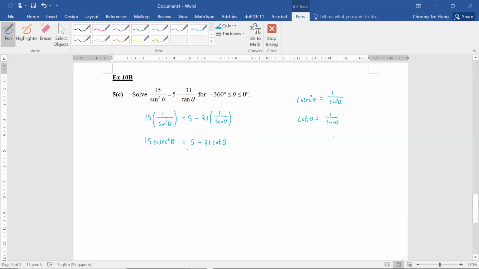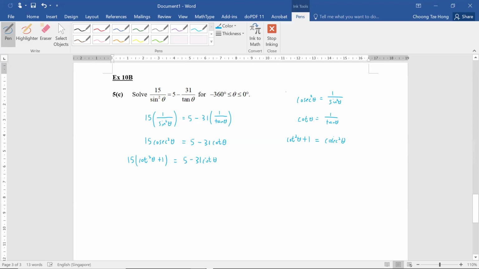The moment you observe cosecant and cotangent together, is there any identity that connects them? Yes, because we know that cotangent square theta plus 1 is cosecant square theta. So now we can replace cosecant square theta with cotangent square theta plus 1, and the whole equation is now in terms of cotangent theta. Then it will become just like the previous two questions. So the aim is always to convert everything in the equation to be in terms of just one type of trigo function.